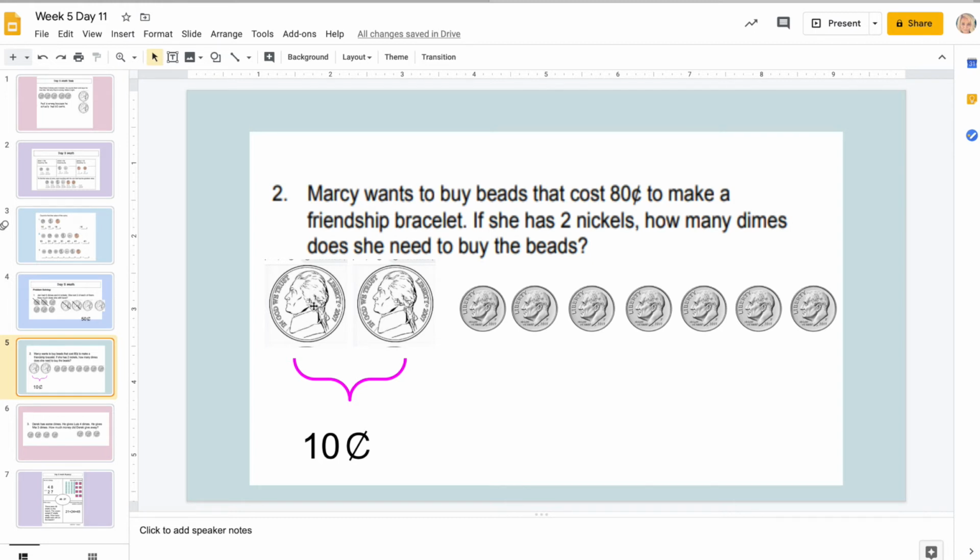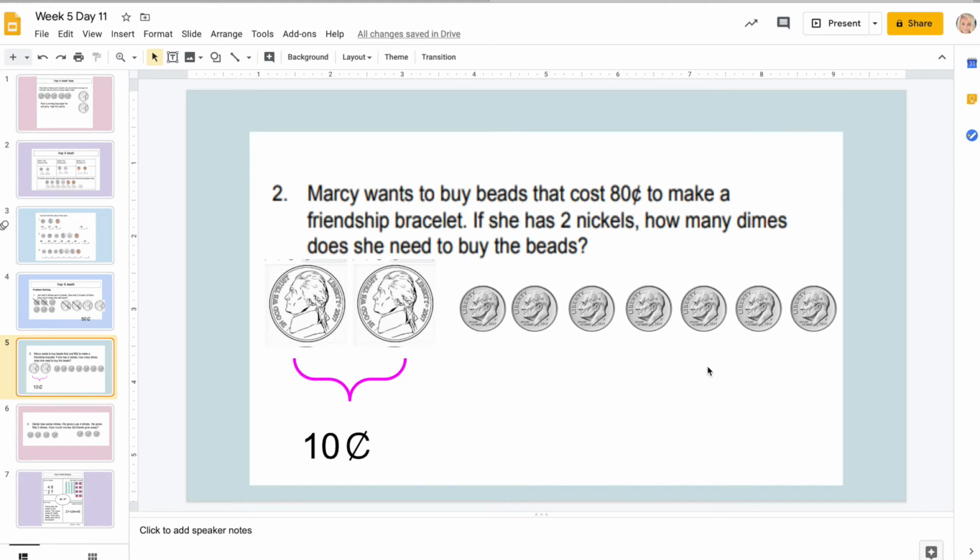Okay, so here I have, again, we're going to start with 10 because she had the 2 nickels and that totaled 10 cents. And now we're going to skip count until we get to 80. So we have 10, 20, 30, 40, 50, 60, 70, 80. So that right there we need to stop because she only needs 80 cents. And the question was, how many dimes does she need to buy the beads? Well, she needs 1, 2, 3, 4, 5, 6, 7 dimes.